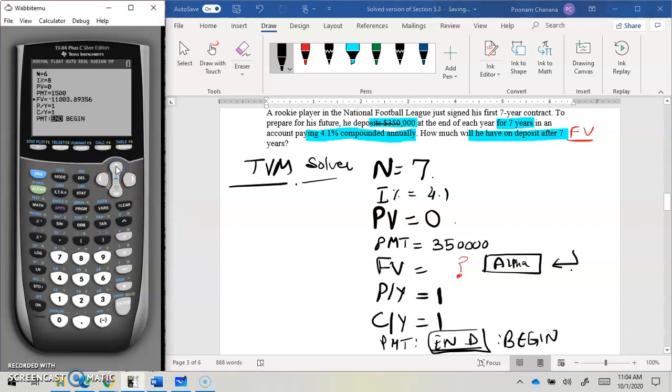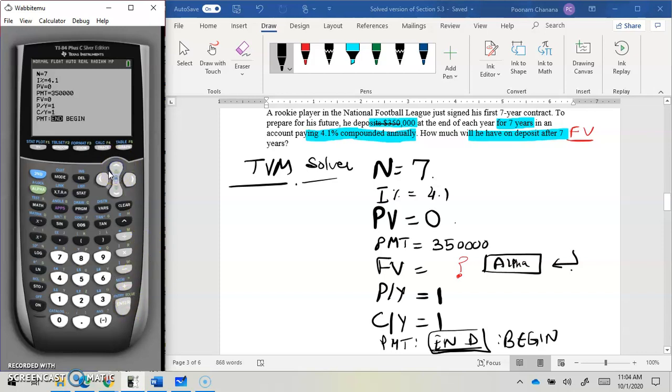So we have our TVM solver open. I'm going to show you one more time how to do it. Press apps, enter at finance, enter TVM solver. That is your TVM solver. So you have to correctly enter your variables. N is 7, press enter. I is 4.1. I'm saying repeatedly, do not convert it into the decimal number. Present value is 0. Payment is 350,000. Future value, right now we do not know. So I'm going to leave it to be 0. Payment per year is 1. Compounding per year is 1. Payment is at the end of the year.